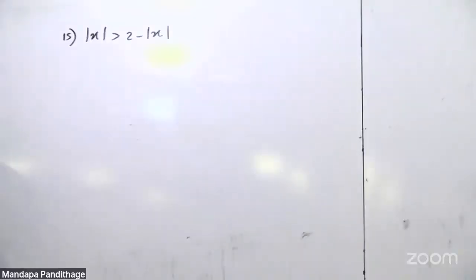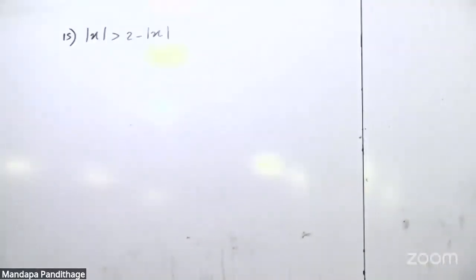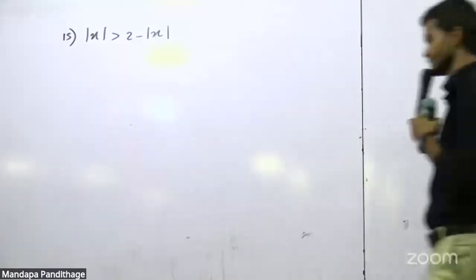So always know the shape of your modulus function before you sketch it. So when it is 2 minus modulus x, you know that you are getting a V shape that has been mirrored. So before drawing the modulus graph, know the shape. Then that makes things easier.